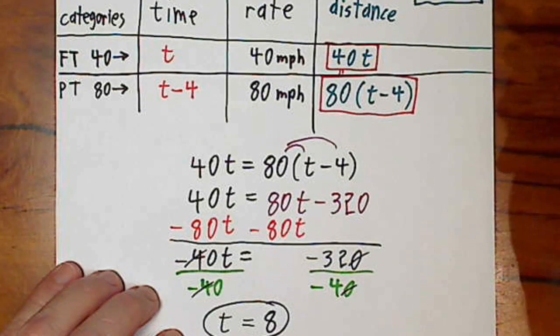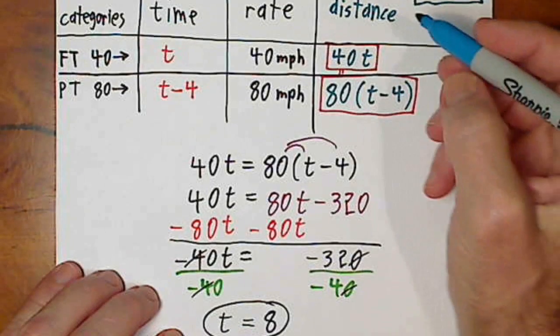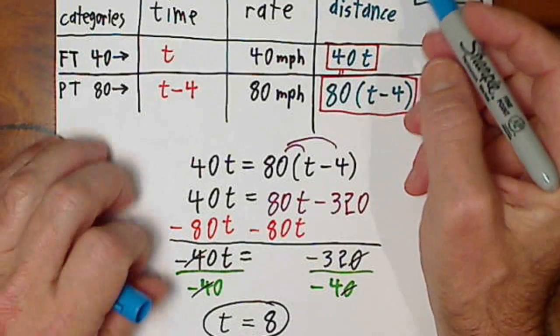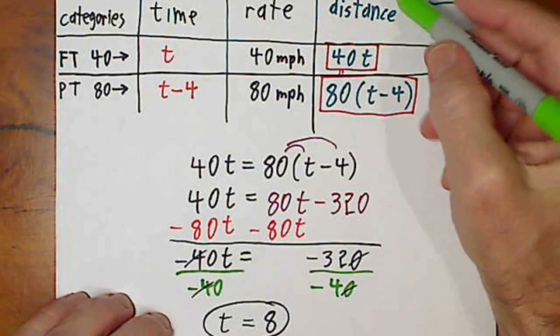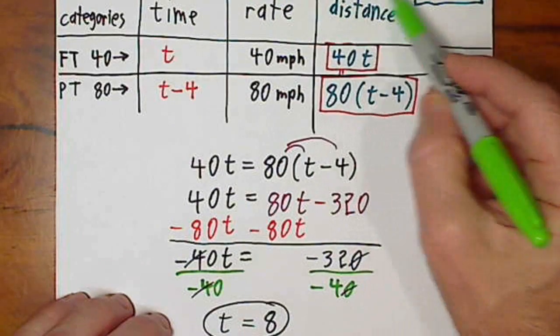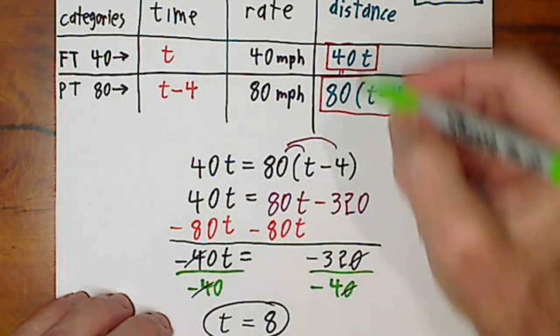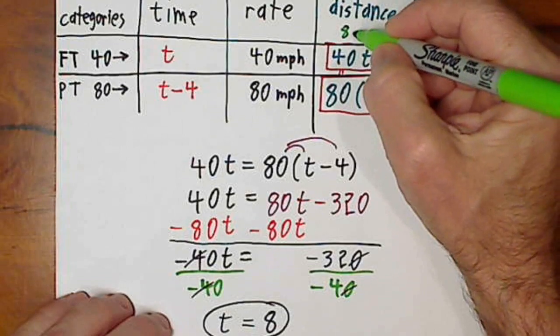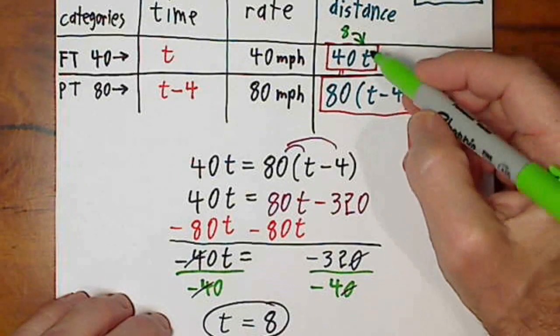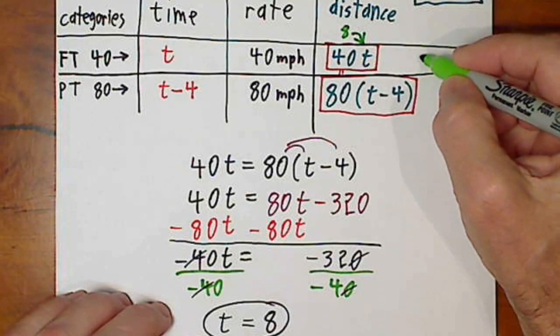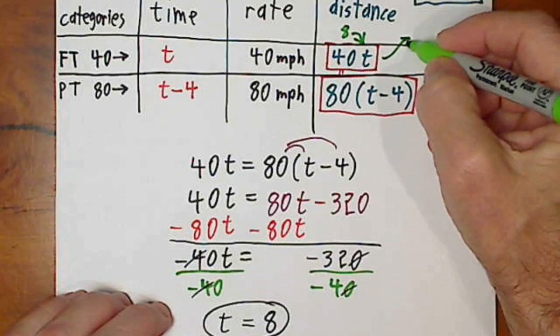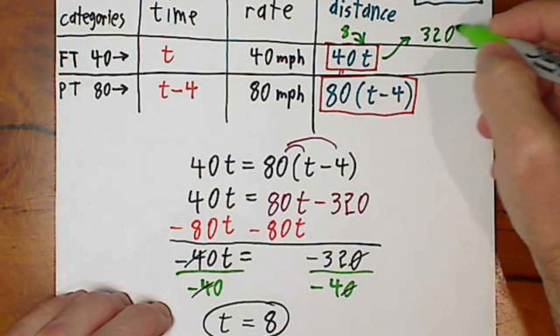Alright. So, well, I think I'll use a different color so it stands out. Green. Alright, so how far from the station will they meet? We take our 8 and we plug it in there. 4 times 8 is 32. Tack on a 0. And out comes 320 miles.